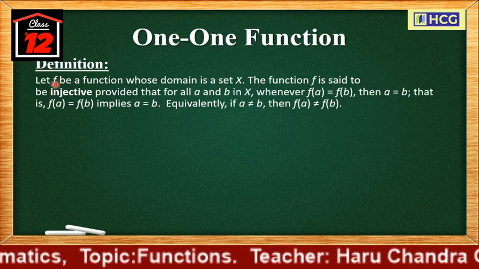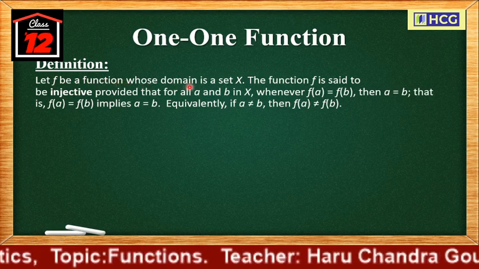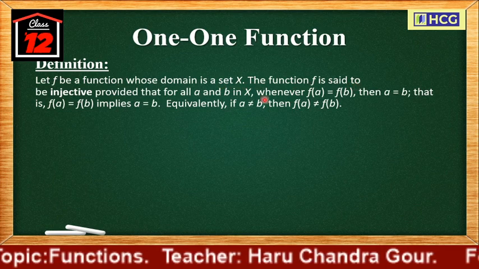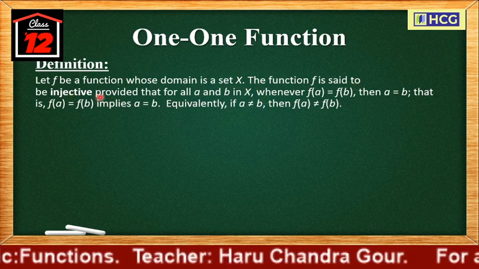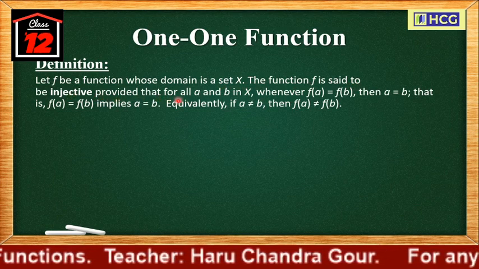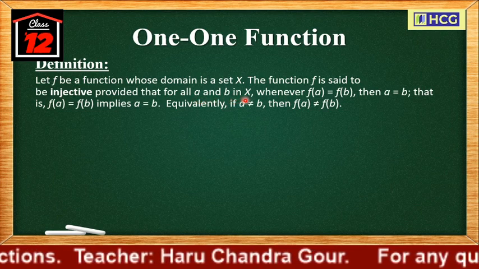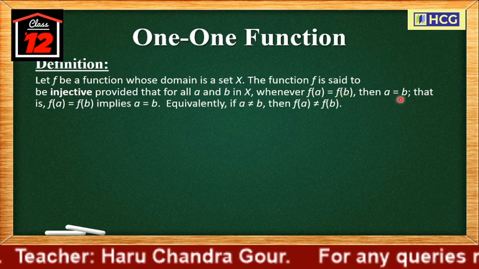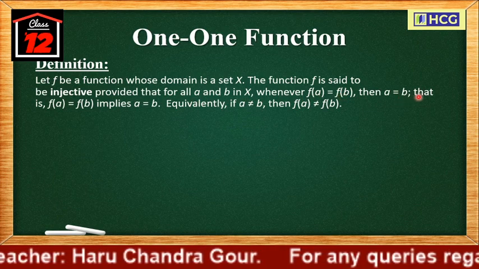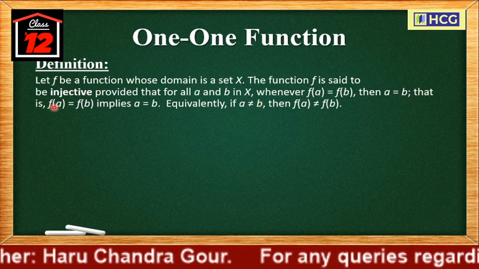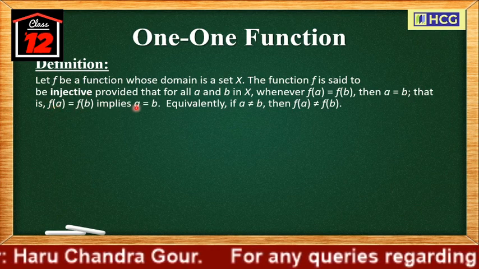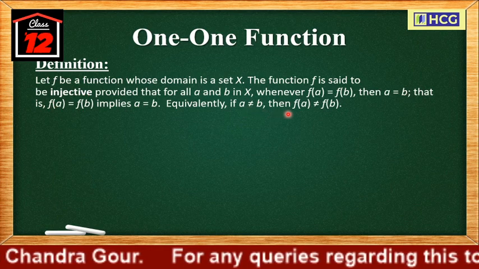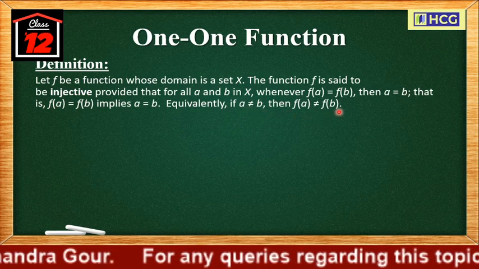Let f be a function whose domain is a set X. The function f is said to be injective or one-to-one provided that for all a and b in X, whenever f(a) equals f(b), then a equals b. That is, if f(a) equals f(b) implies a equals b. Equivalently, if a not equals b, then f(a) not equals f(b).